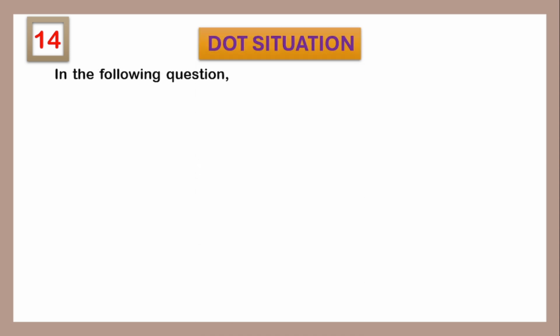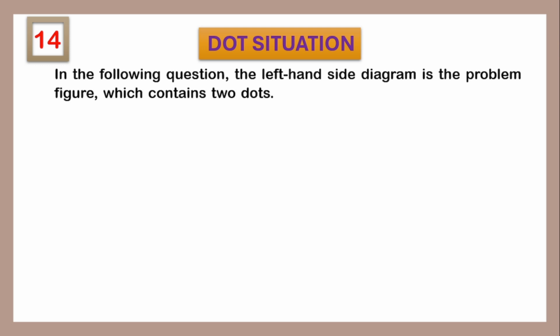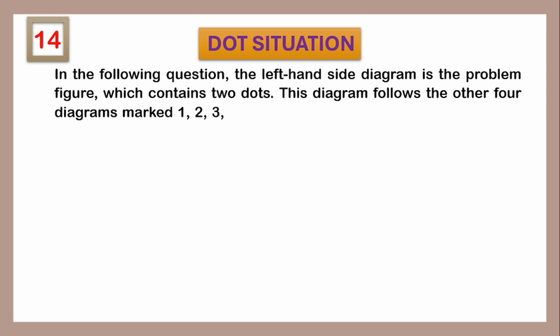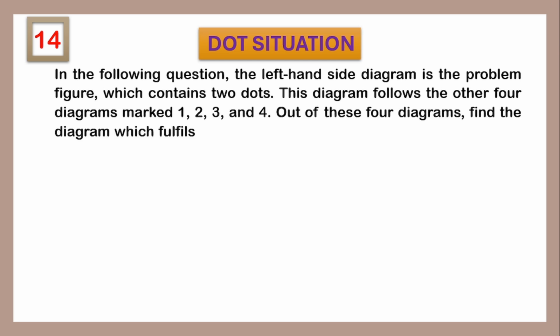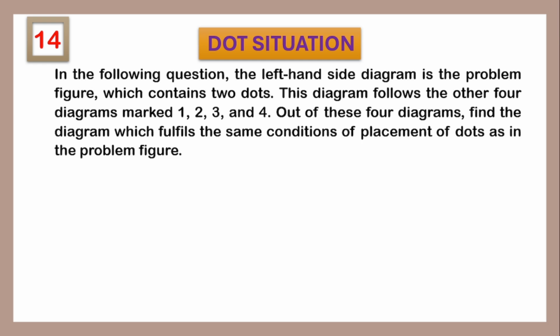Dot situation. In the following question, the left-hand side diagram is the problem figure, which contains 2 dots. This diagram is followed by the other 4 diagrams marked 1, 2, 3, and 4. Out of these 4 diagrams, find the diagram which fulfills the same conditions of placement of dots as in the problem figure.